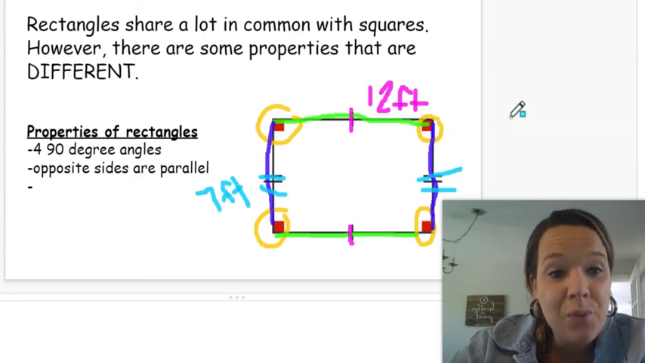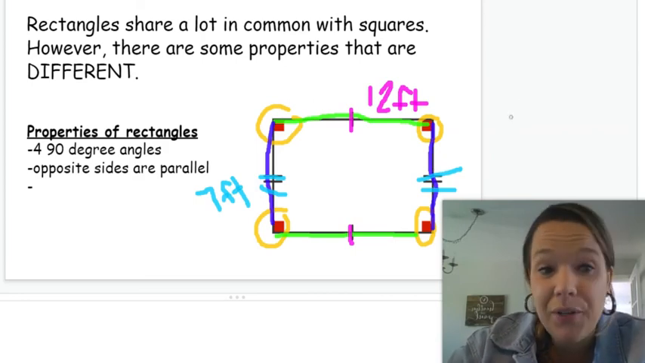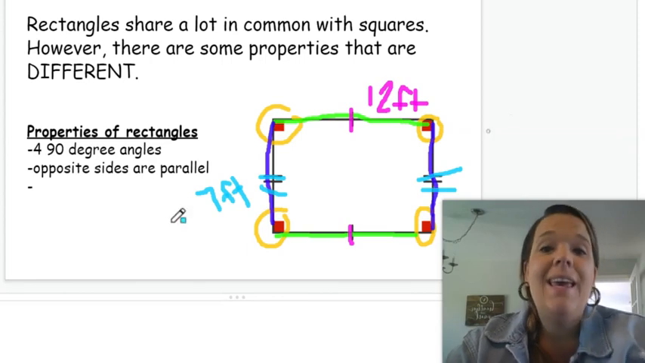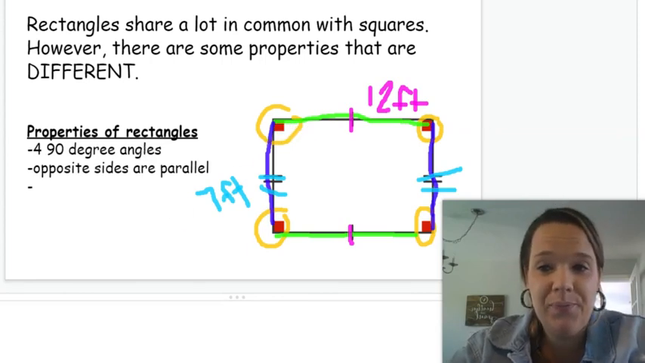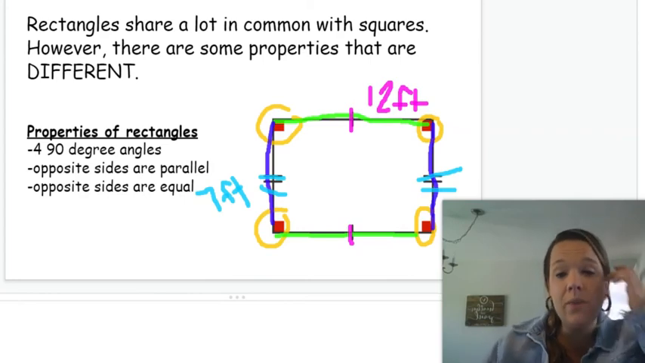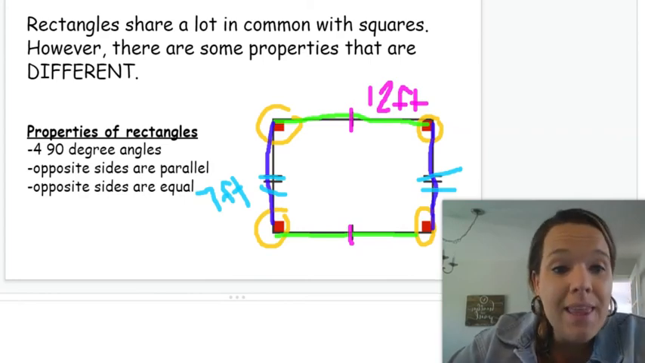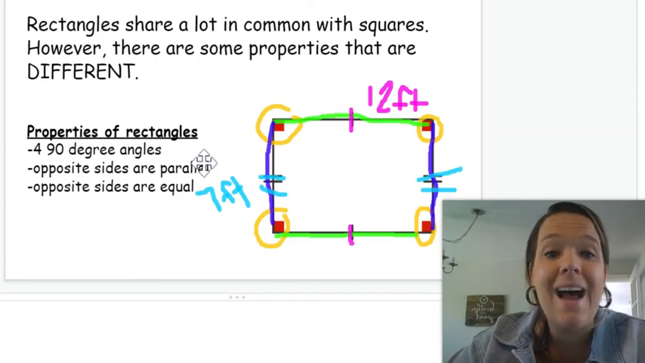So this is how squares and rectangles are different. The key word or secret word you're looking for is opposite. They have opposite sides that are equal. Not all four sides are equal. So when we're comparing squares and rectangles, they have so many things in common, but the big difference is that opposite sides are equal.